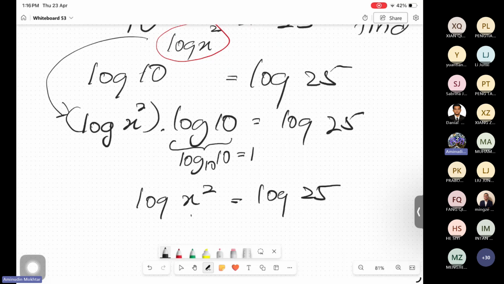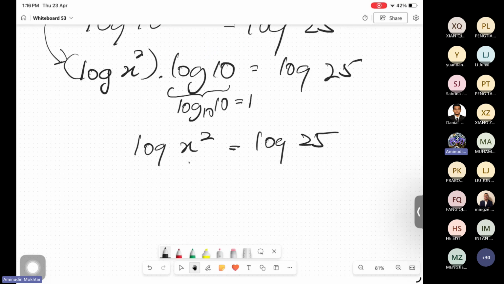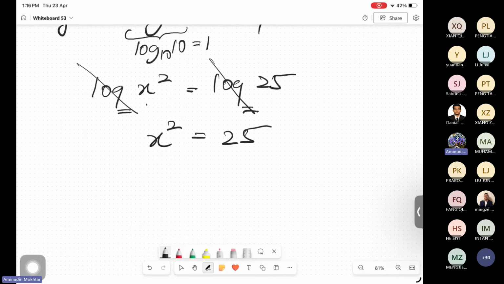Log x squared equal to log 25. Since both sides now have a log with the same base, we can cancel the log. So this equals x squared equals 25. Based on the mathematics, we now know x squared equals 25, x equals the square root of 25, and then the answer is 5.